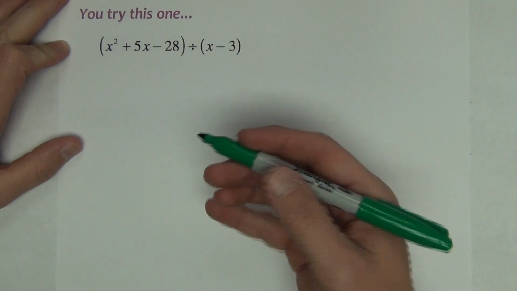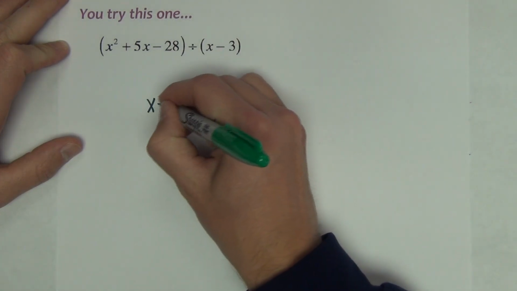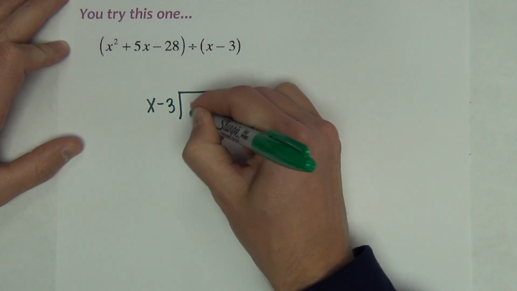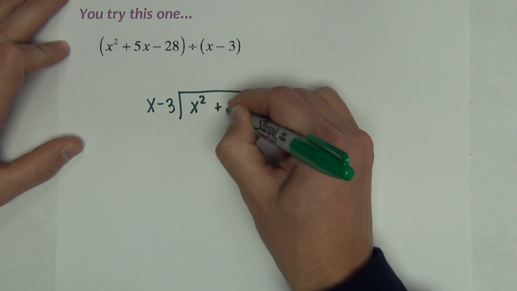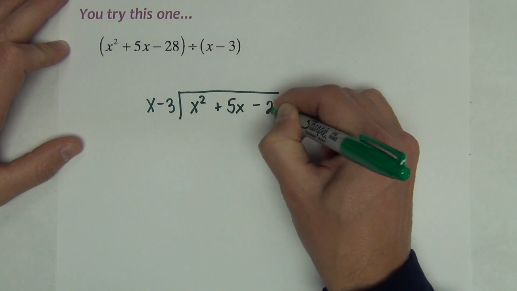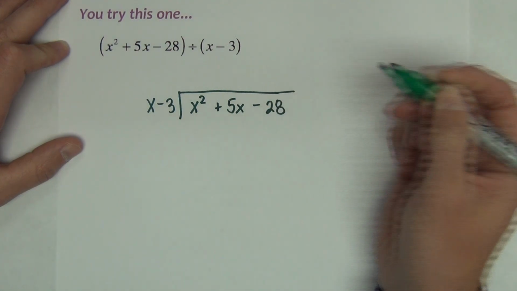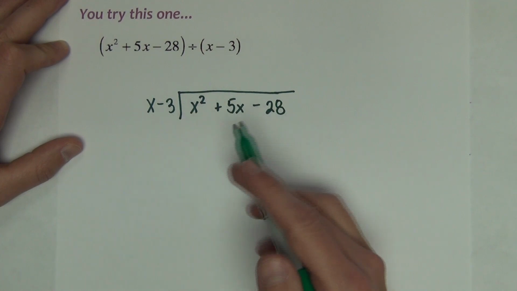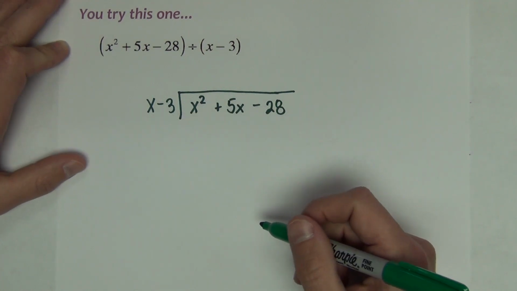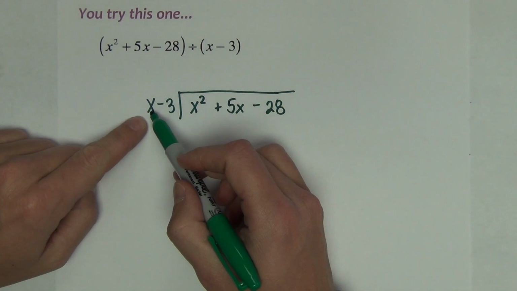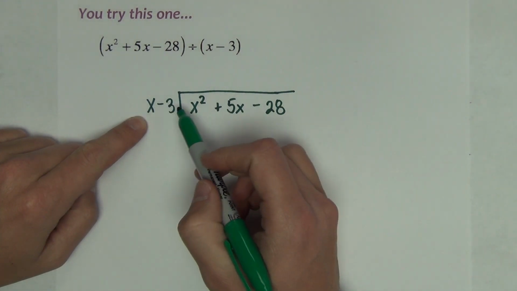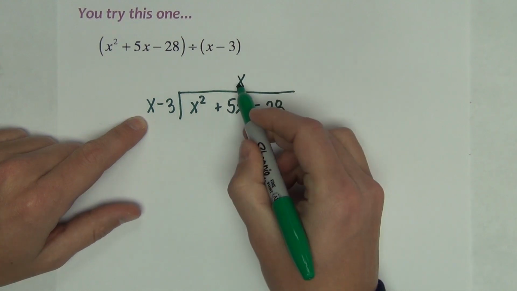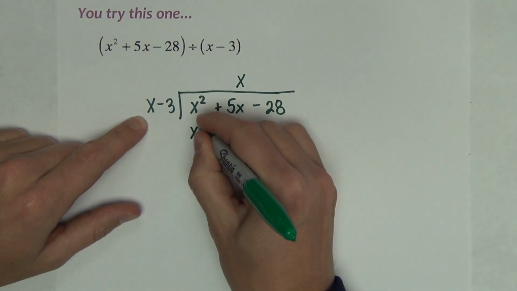So the first thing to do is to go ahead and set this up. So I'm dividing x minus 3 into x squared plus 5x minus 28. Notice there was no missing power of x this time, so there's no 0 anything along the way here. So I begin. What can x multiply to make x squared? And the answer is x. X times x makes x squared.